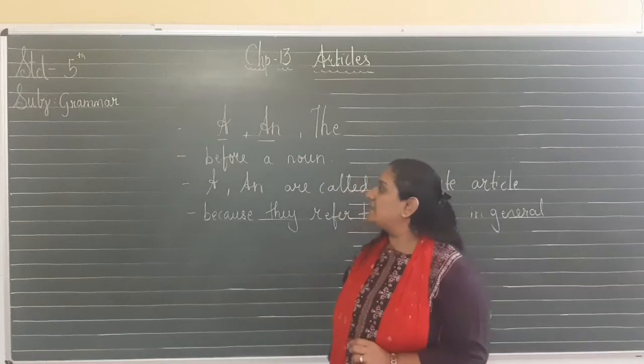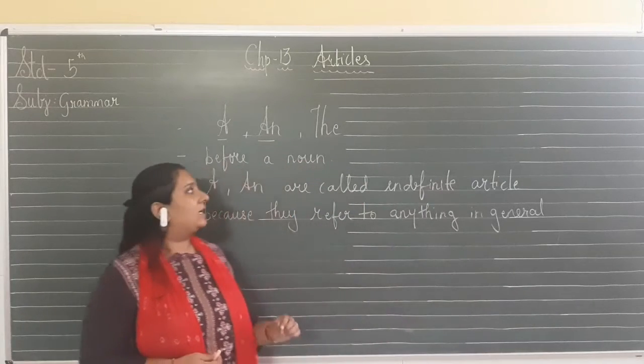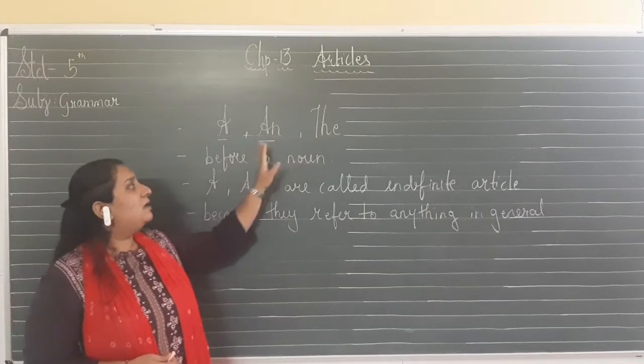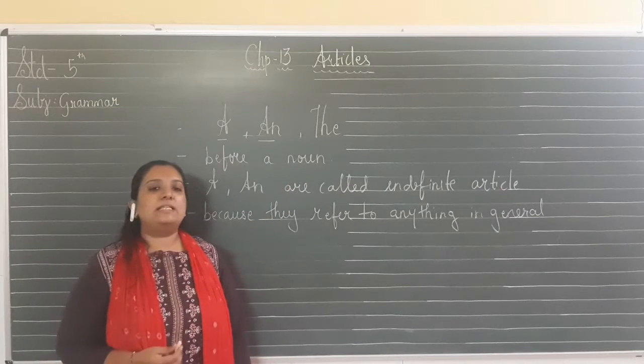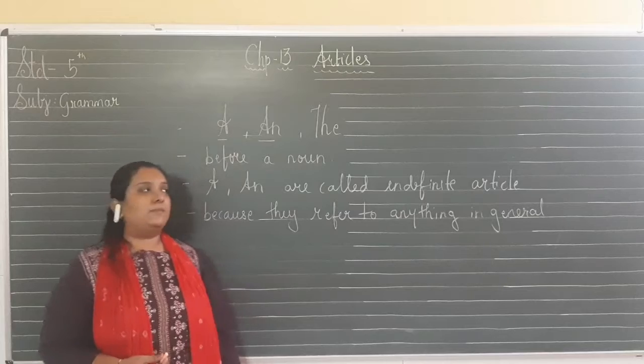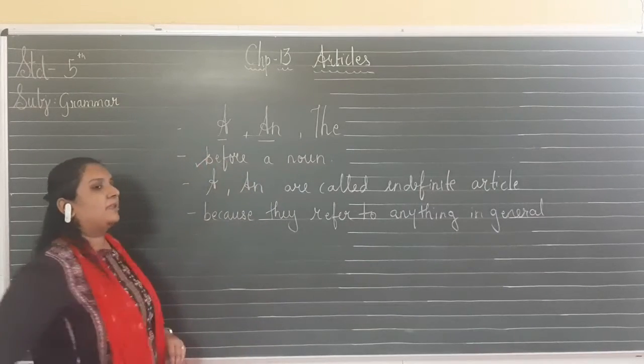Now let us have a first look at articles. Where do we place an article? We always place articles a, an, and the before a noun. So in a sentence, if you get a noun, where do we place a, an, and the? We always place them before a noun. So this rule is done.